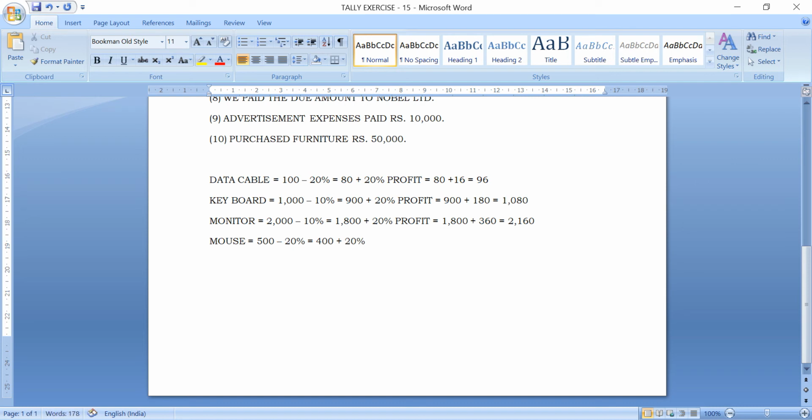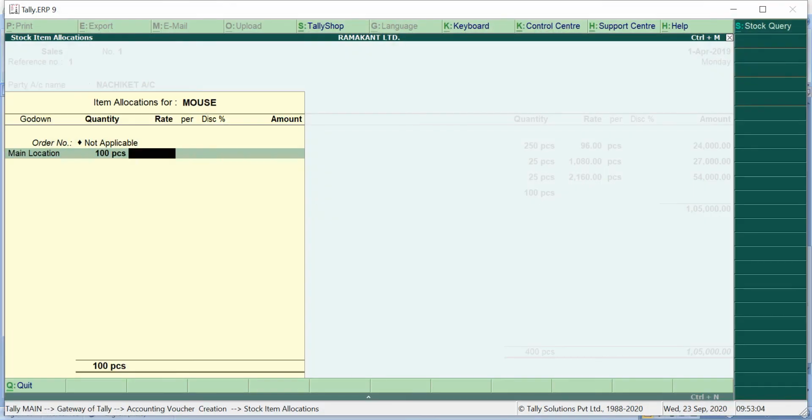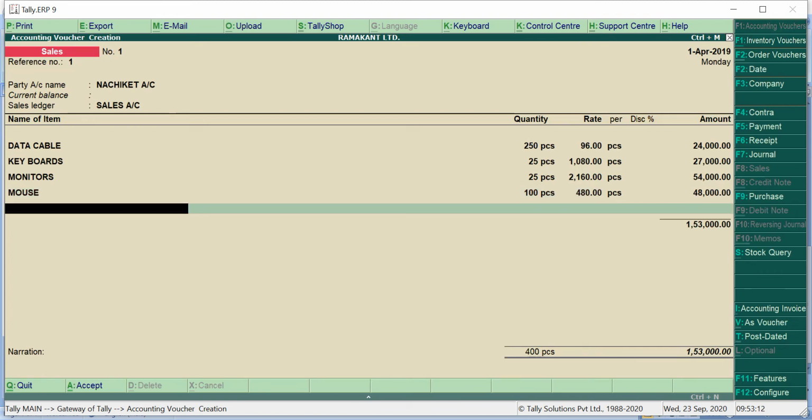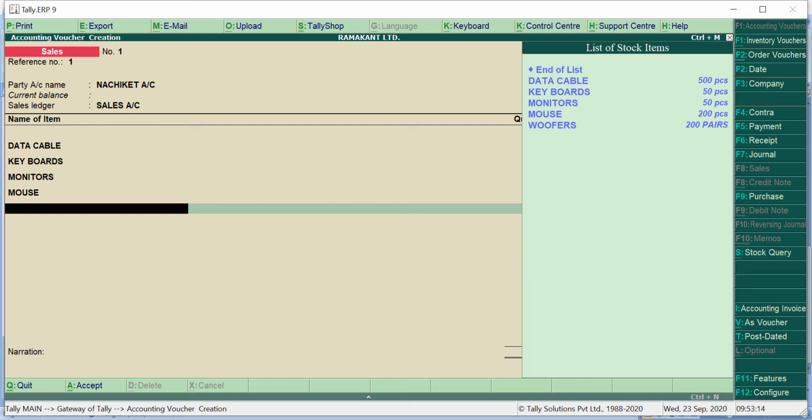Now add 20% profit on 400, so it will be 400 plus 20% profit of 80 rupees, so thereby the selling price will be 480 rupees. So add 480. It is done.